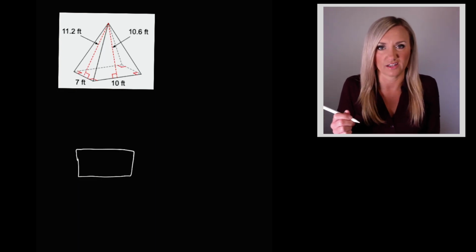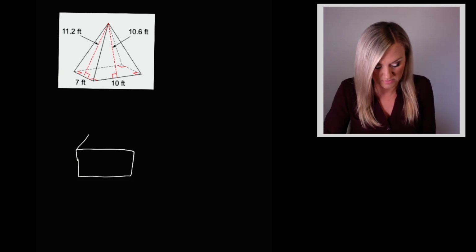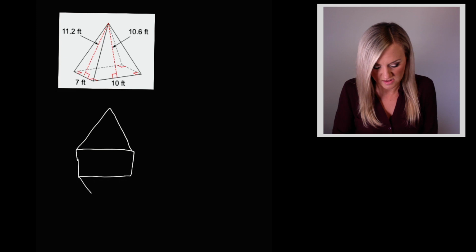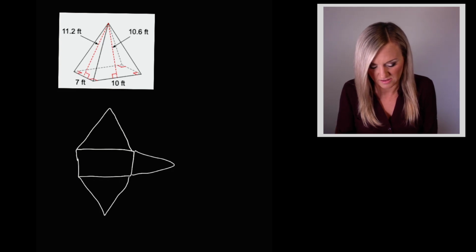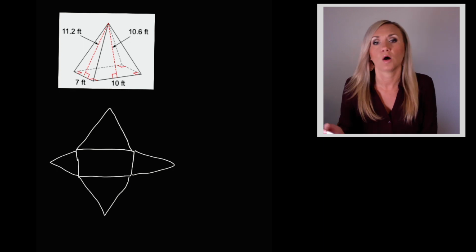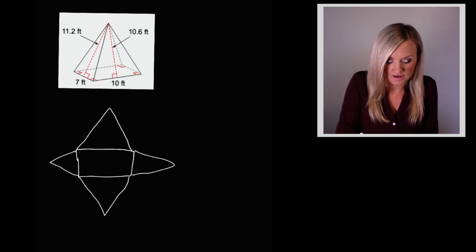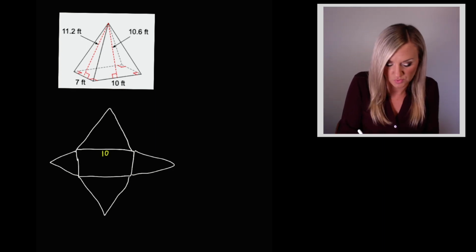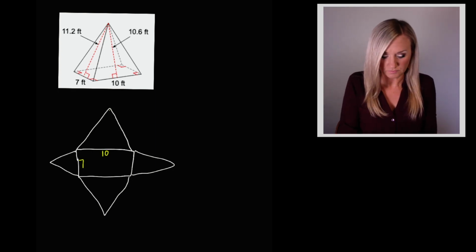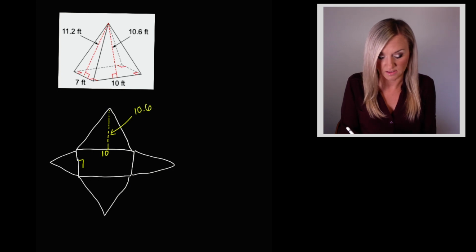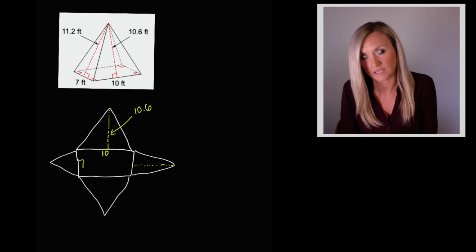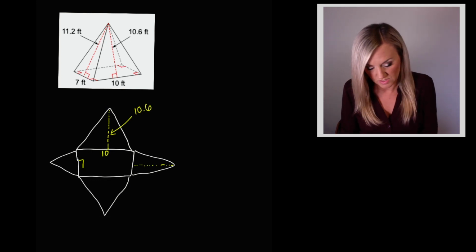So I'm going to draw a picture of what that potentially would look like. I'm not very good at drawing, so you're probably much better than me at doing this. So I'm going to do that, and that, and that, and that. Okay, obviously not drawn to scale. And so let's see, I will do different colors. Let's do, this would be the 10 feet, right? And this would be the 7 feet. And the slant height that connects to the 10 is going to be the 10.6. And then the slant height that connects to the 7 is the 11.2.